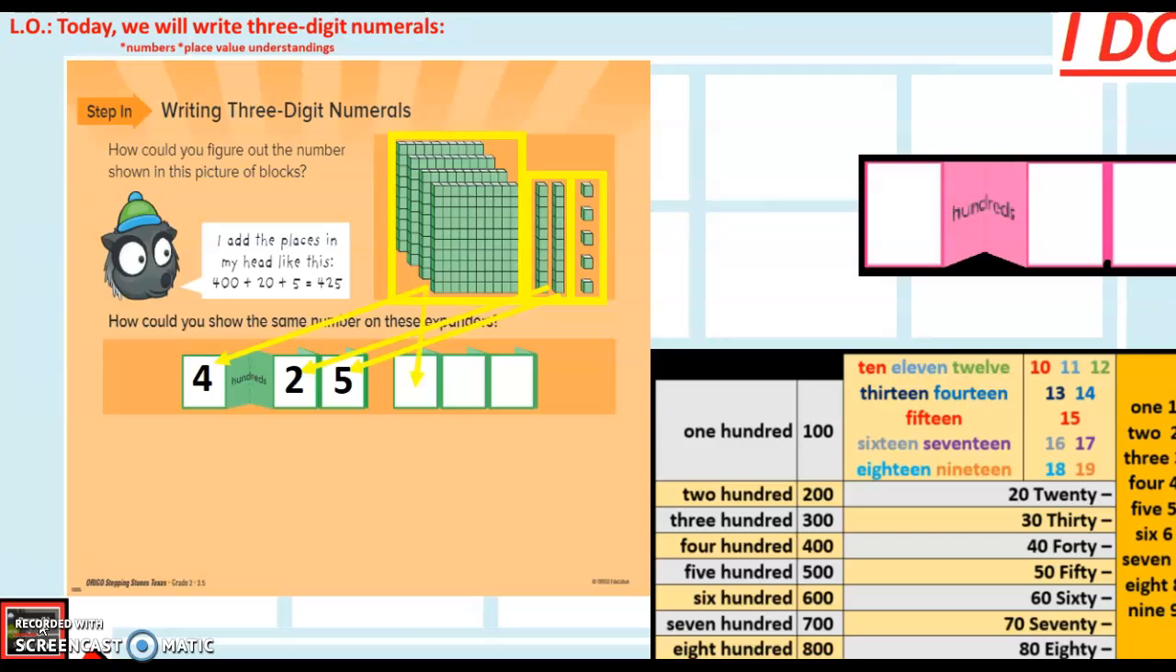Again, I'm going to then compress that expanded form and write it all together as a standard numeral. So my hundreds again, 4. My tens, well, that's going to be 2. And then my ones, you've got it, 5.